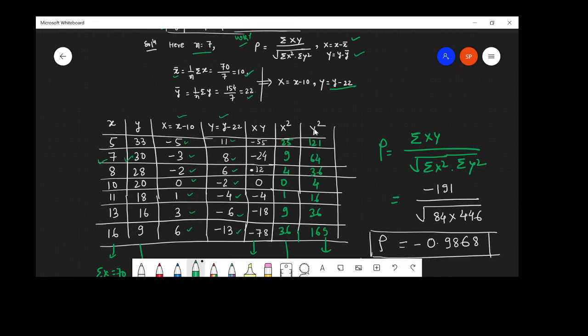And similarly we find the Y square, here it is 121. And after that we need to find these values. Here we go for this.